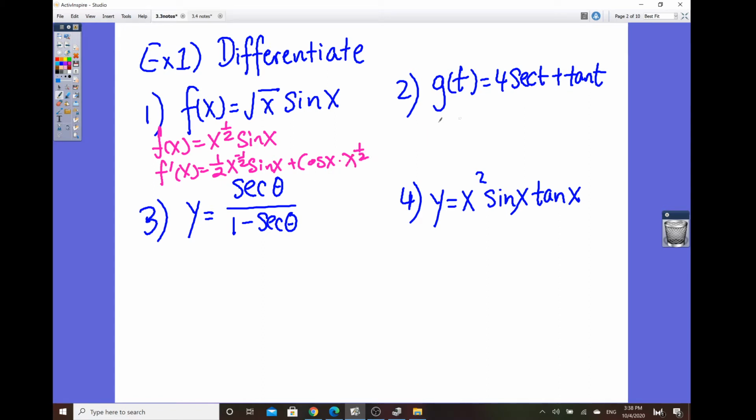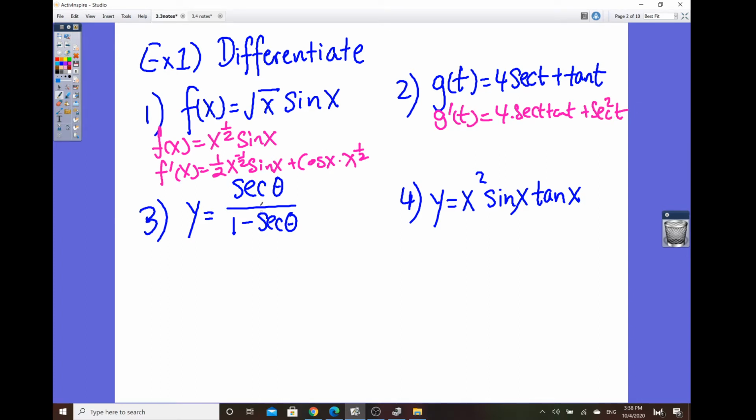This one is quite similar, so g prime of t. There's no product here, so we just take the derivative separately. The derivative of 4 secant is 4 times the derivative of secant, which is secant times tangent. And then the derivative of tangent of t is secant squared of t.